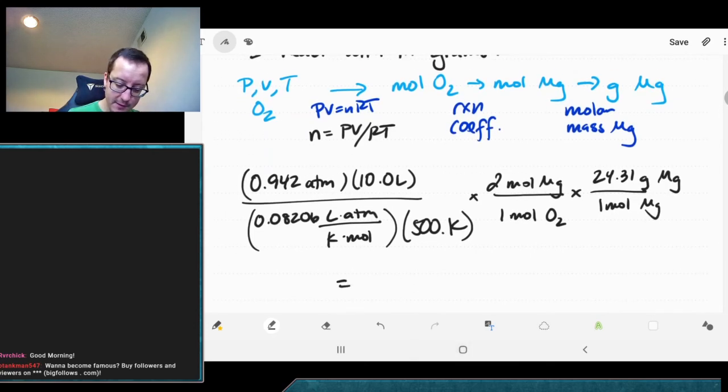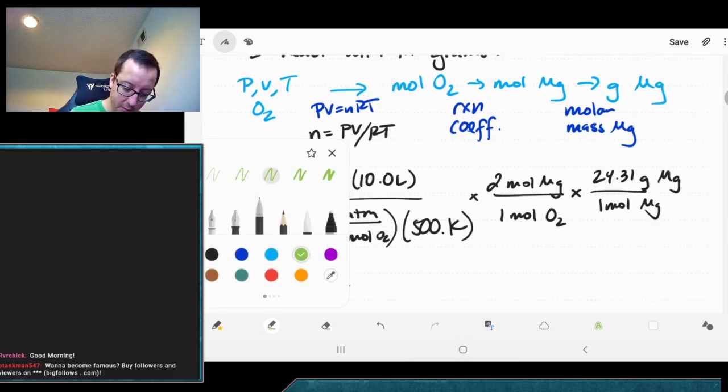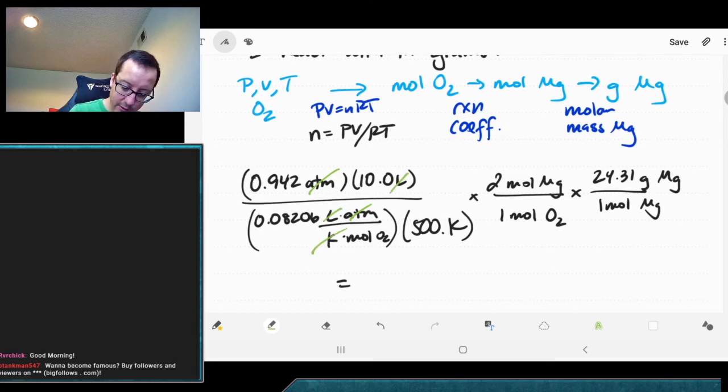All right, we can do all this fun stuff. Let's make sure everything cancels out as always. Atmospheres will cancel, liters will cancel, Kelvin cancels. We're left with moles of oxygen down there, which will cancel out here, and moles of magnesium cancel out. We end up with grams of magnesium. Here we go. Bust out the calculator. 0.942 times 10 divided by 0.08206 divided by 500 times 2 times 24.31. And lo and behold, we get 11.2 grams of magnesium at the end.